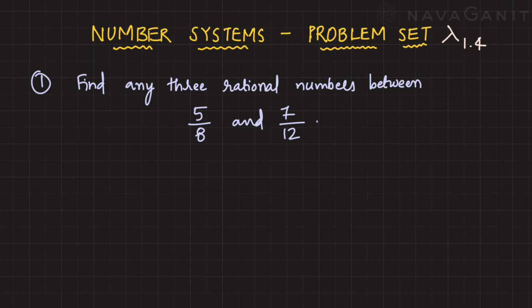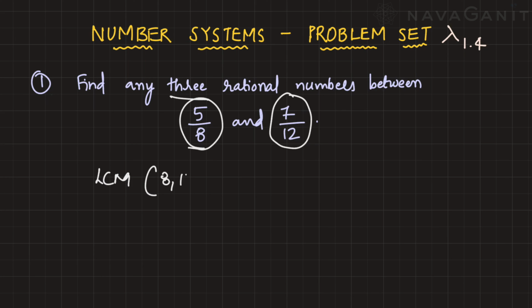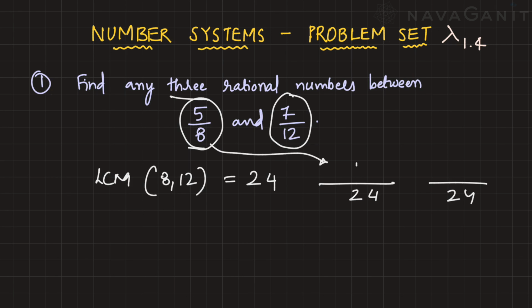The next problem: we need to find three rational numbers between 5 by 8 and 7 by 12. So how will you go about solving this? Based on our previous problems that we have solved, we usually take the LCM of 8 and 12, which in this case is 24, and try to bring both of them to a common denominator of 24. So 5 by 8 would become 15 by 24, and 7 by 12 would become 14 by 24.